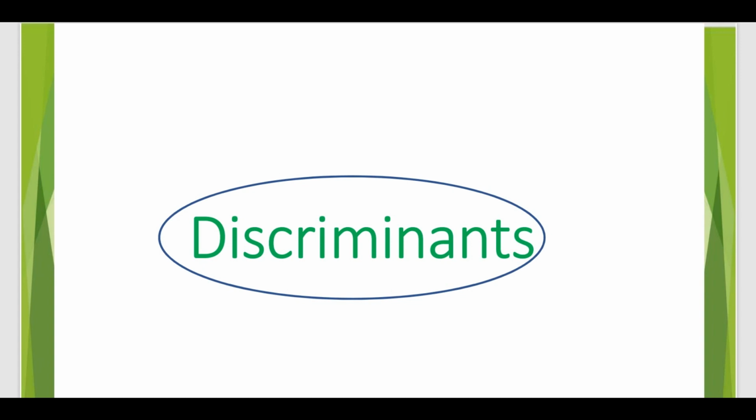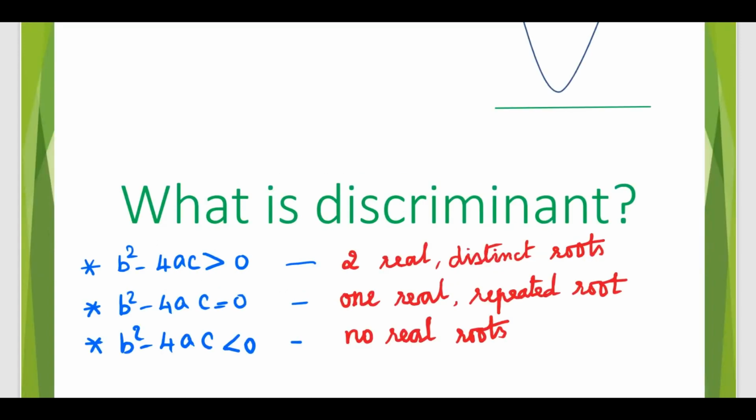So, what is discriminant? I hope all of you know the quadratic formula: minus b plus or minus square root of b square minus 4ac divided by 2a. In this formula, the expression which is under the square root is called the discriminant. The discriminant tells us how many solutions the given quadratic will have. There are three options for the outcome of the discriminant.